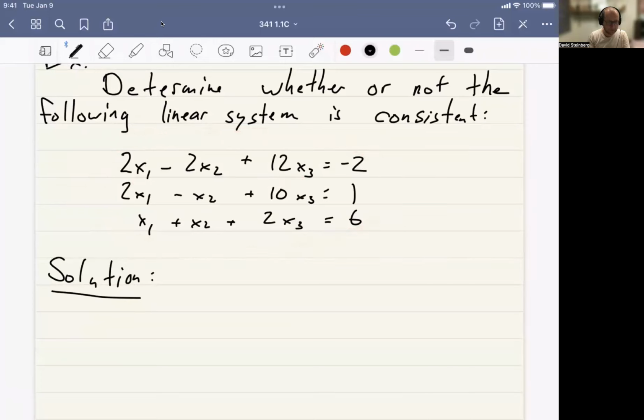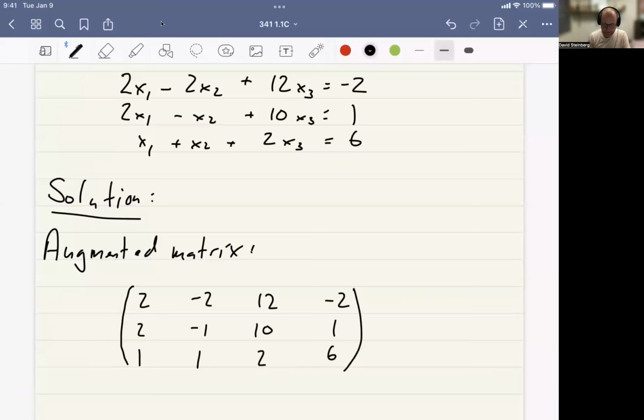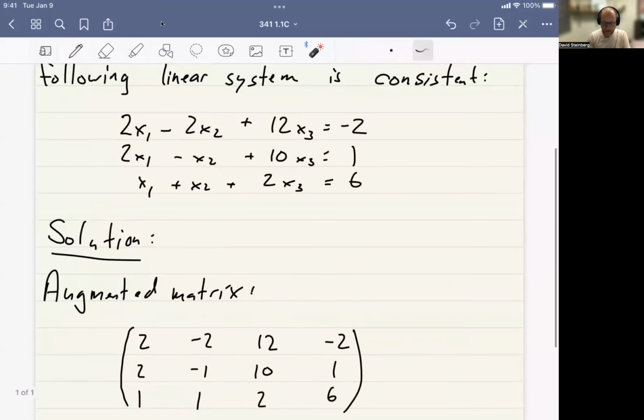So the first thing we're always going to do is start with the augmented matrix and apply our row operations. So here we have our augmented matrix, where we just record all the numbers present. So 2, -2, 12, -2, 2, -1, 10, and 1, 1, 1, 2, and 6. Okay, and then the trick is always to start with x1 and try to eliminate other occurrences of x1 in the other equations.